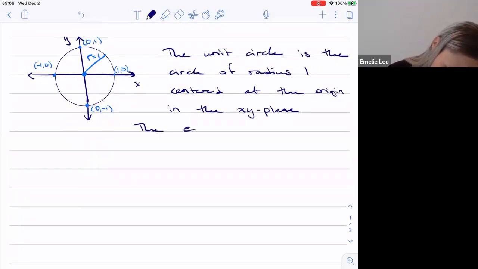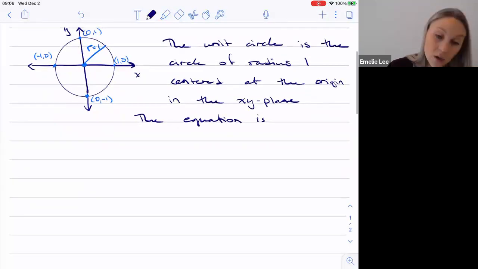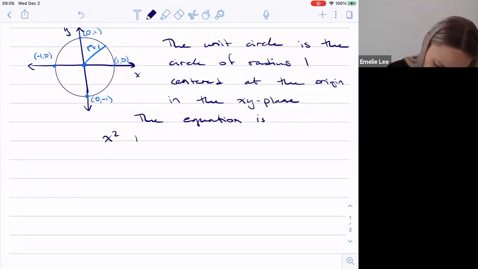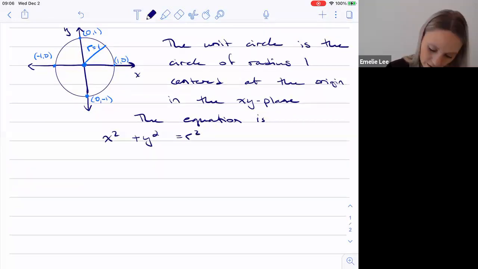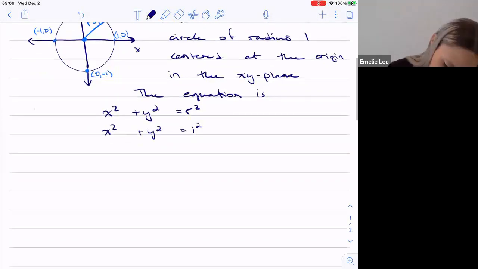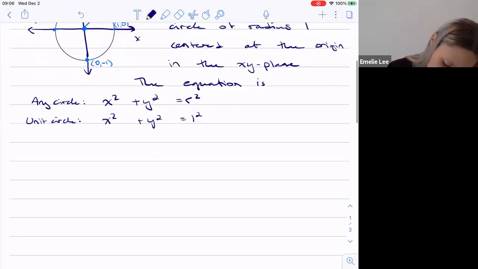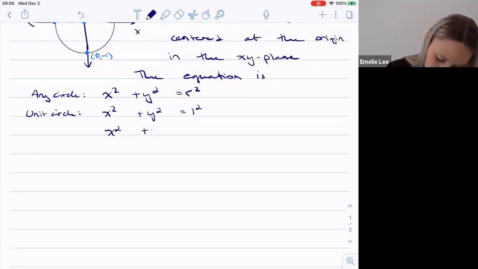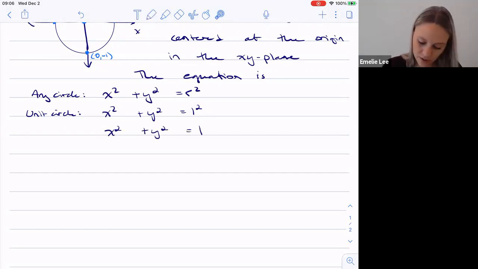The equation is, well, for any circle, right, x squared plus y squared equals r squared. But in our case, we established that the unit circle has a radius of 1. So x squared plus y squared must be 1 squared, right? So here we have any circle, the unit circle. And 1 squared is just 1. So usually we just use this last one, right?